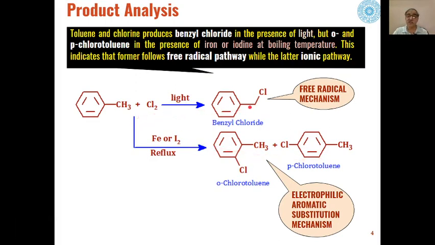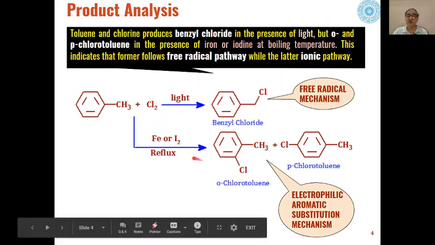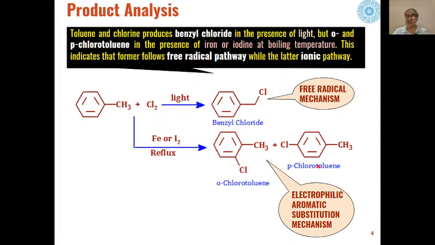So in this case, the reaction is taking place at the side chain of the aromatic ring, whereas in this case the reaction is taking place on the aromatic ring. So this is an example of an electrophilic aromatic substitution reaction, whereas this is an example of a free radical reaction.